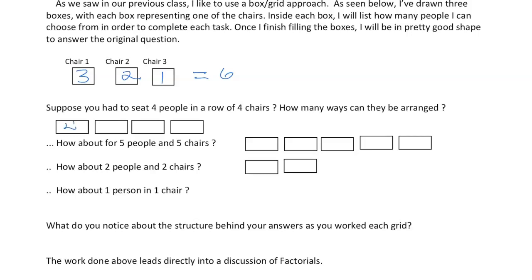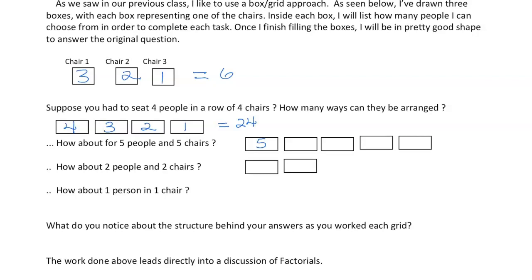You're going to start out having 4 choices for the first seat. You've placed one person, so you have 3 choices for the next seat. You've now placed 2 people. You have 2 choices for that third seat. And then you want to have just one seat for the last one. So 4 times 3 is 12, times 2 is 24. So given that, you have 24 different ways that you can arrange these people.